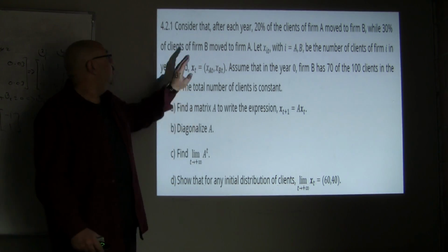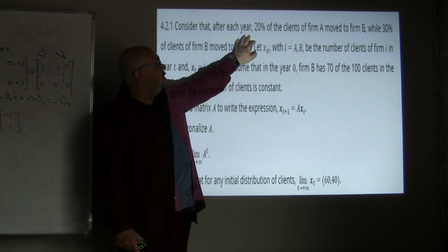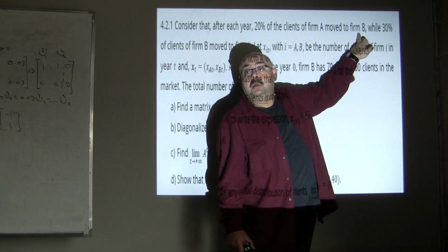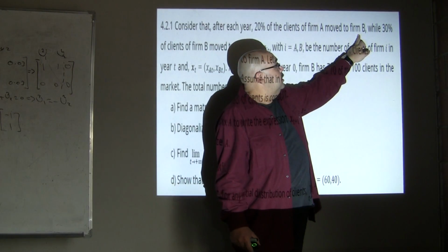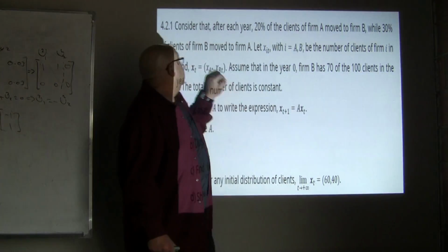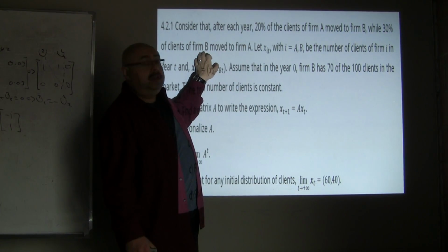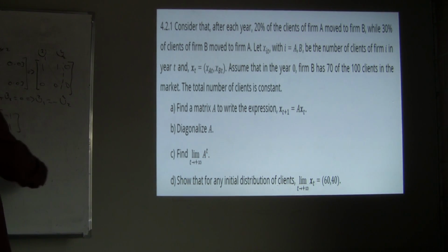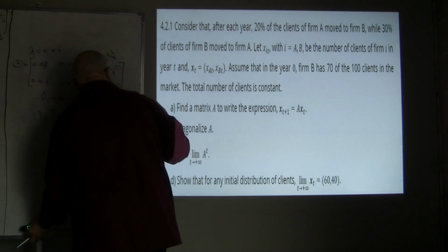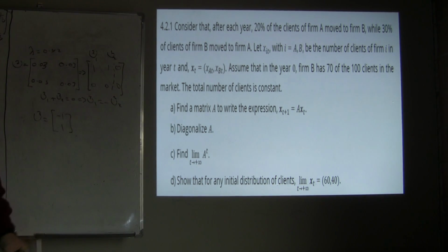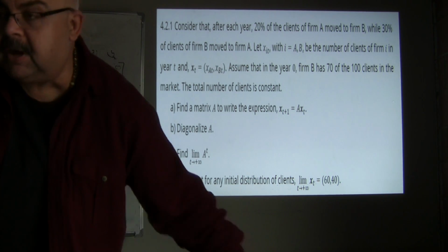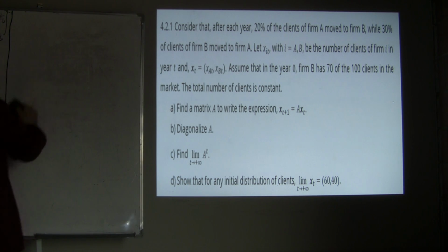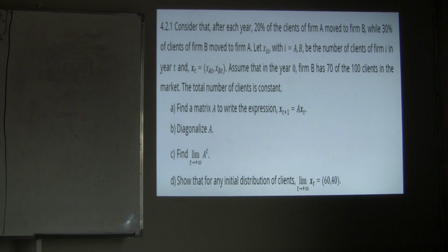I consider after each year, 20% of the clients of firm A moved to firm B, while 30% of clients from firm B moved into A. So in order to think about what's happening, all I have to do is make a sketch. If this problem comes to you in an exam, you will have to think. I want you to do exactly like what I'm going to do.